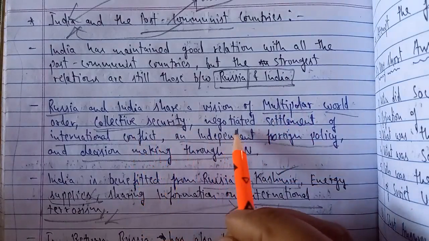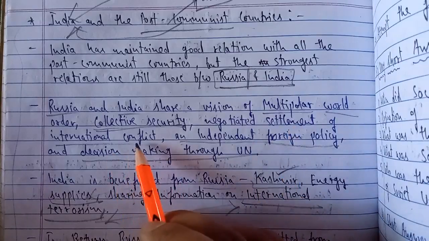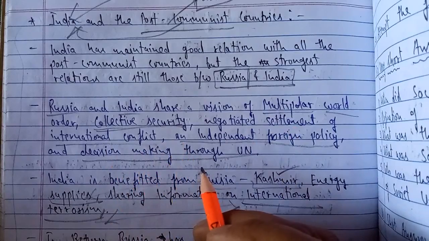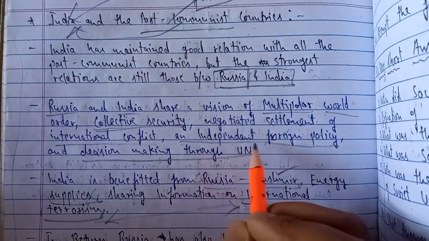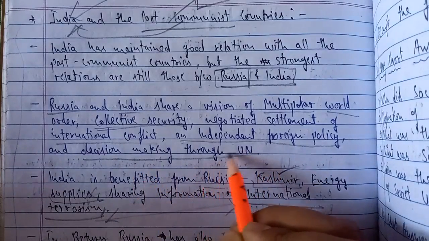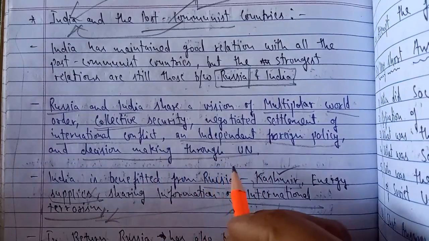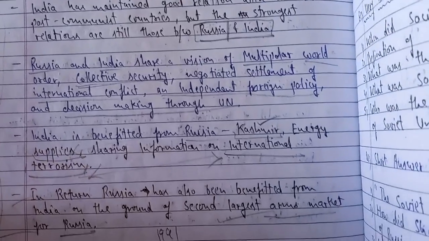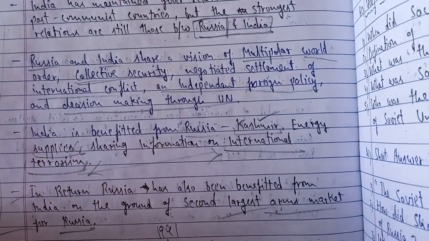They also stand for collective security and negotiated settlements of international conflict. Whenever there are international conflicts, they try to negotiate; they do not want to come directly into war. Both have an independent foreign policy and decision making through the UN, so they participate well at the United Nations also. Together they make a good team, and they cooperate with each other at every step.